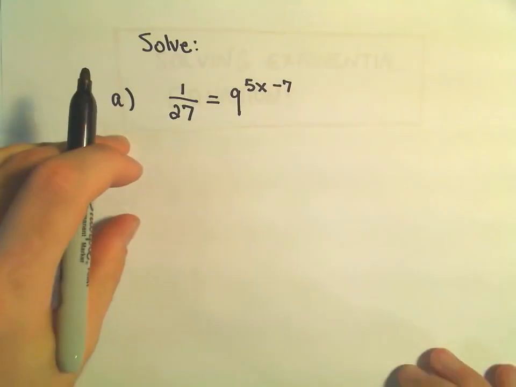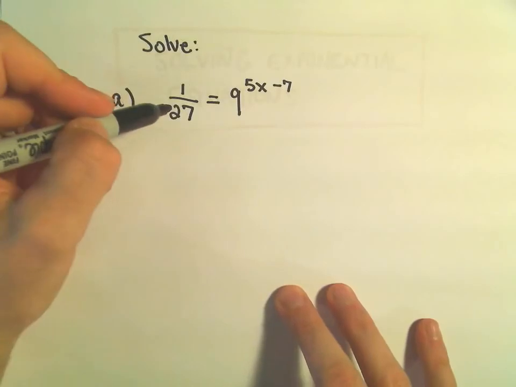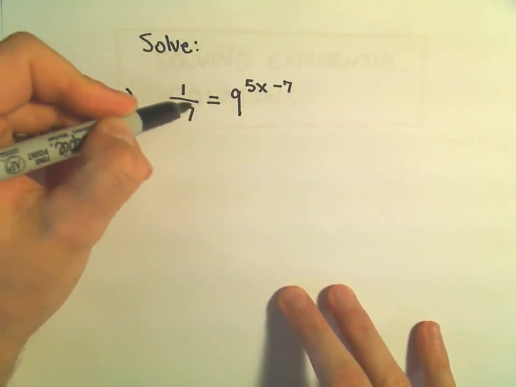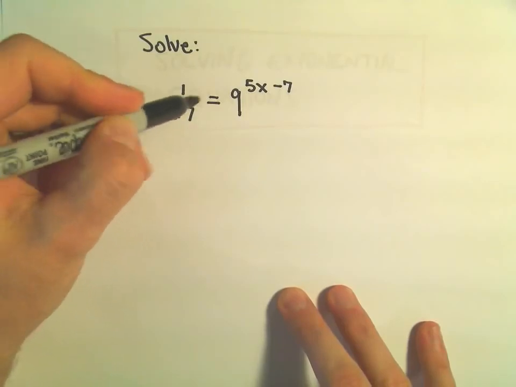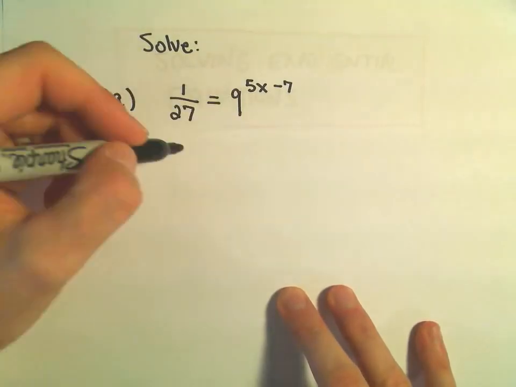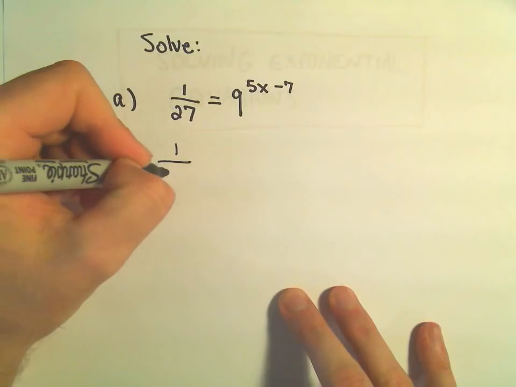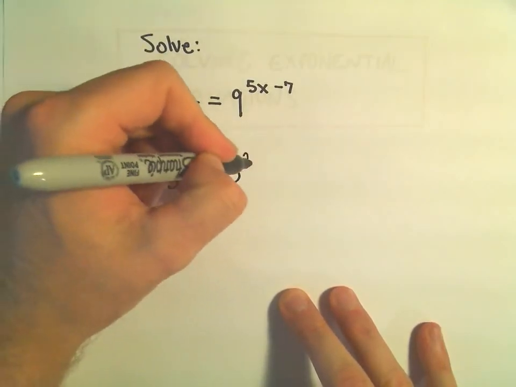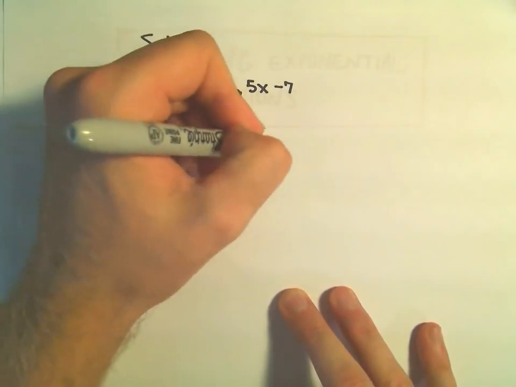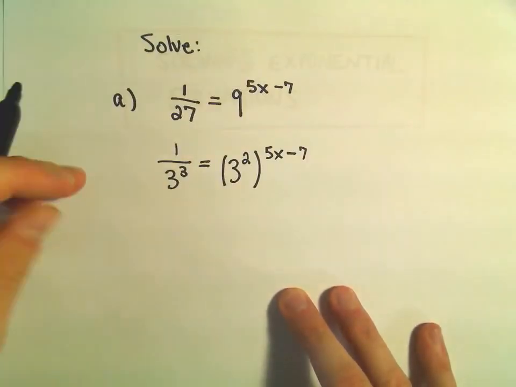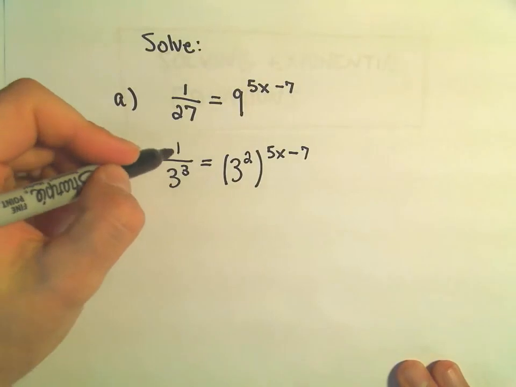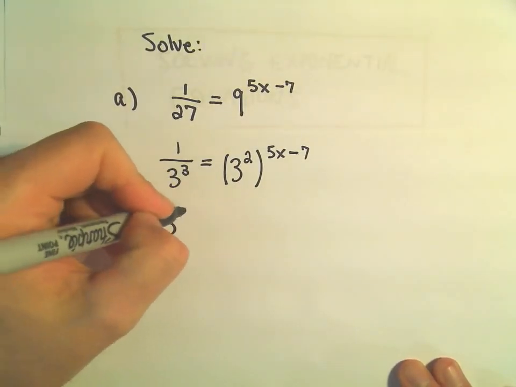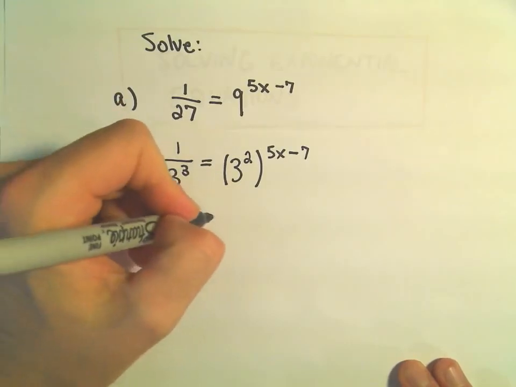The thing that sticks out to me in this problem is that 27 is a power of 3. And I know it's 1 over 27, but in the denominator, 27 is a power of 3. 9 is also a power of 3. So I'm going to rewrite 27 as 3 cubed. 9, we can write as 3 squared. And then we still have our 5x minus 7. Well, on the left side, I'm going to bring my denominator upstairs by writing it as 3 to the negative third.